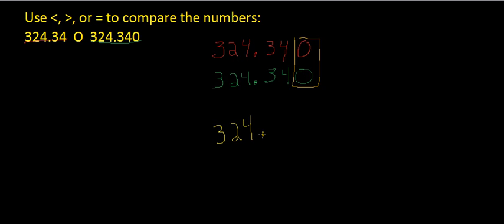324 and 34 hundredths is equal to 324 and 340 thousandths. Now remember, when we rewrote it, we don't include the 0 because we want to keep it true to the original form. So you wouldn't want to rewrite the 0. Alrighty. Hopefully you're getting a good understanding of how we're comparing decimals, and you can start to do so independently.